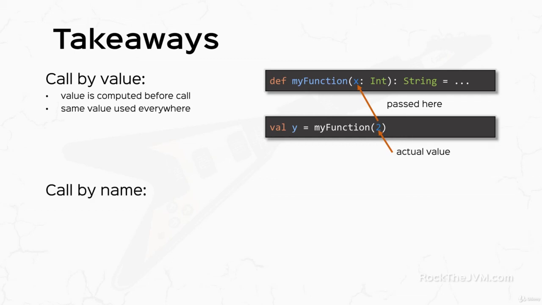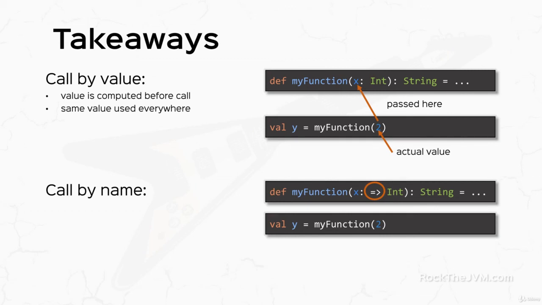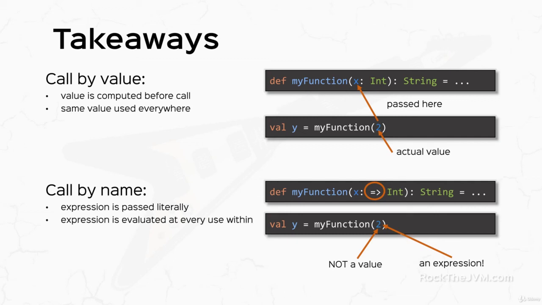Now, by contrast, in call by name, if I have a function with this funky arrow syntax, the parameter that I pass in is not a value, but the expression itself, literally passed in to the function with a call by name. And the expression is passed as is and is evaluated at every use within the function definition.